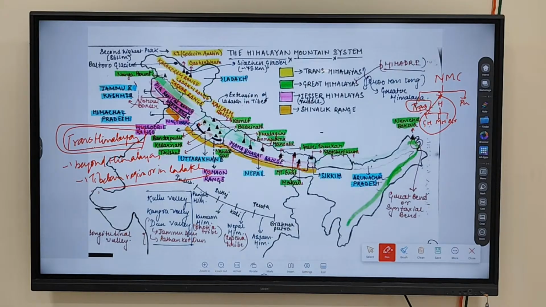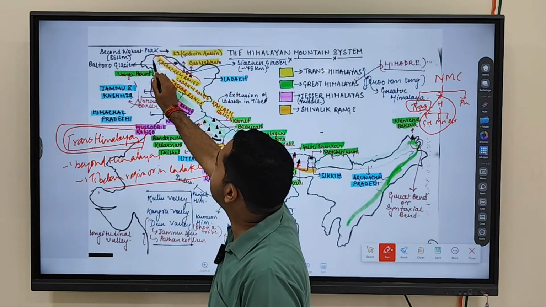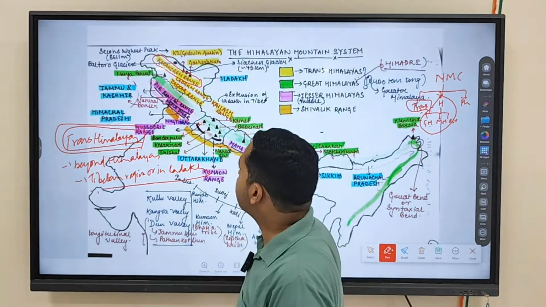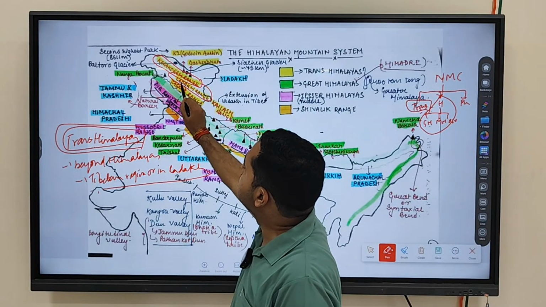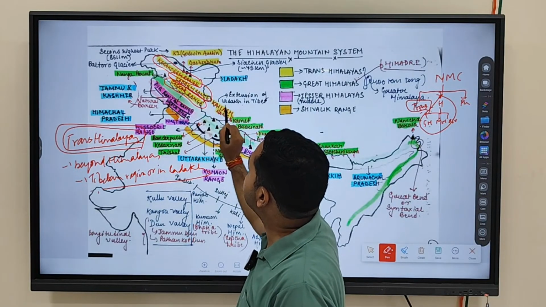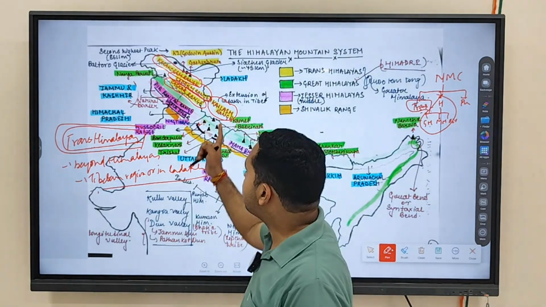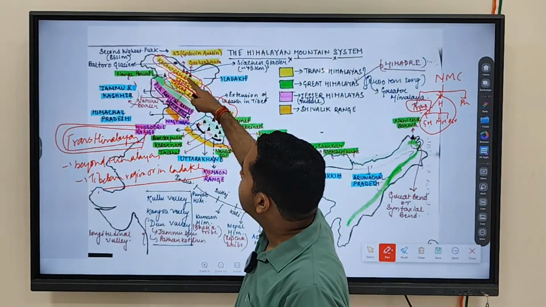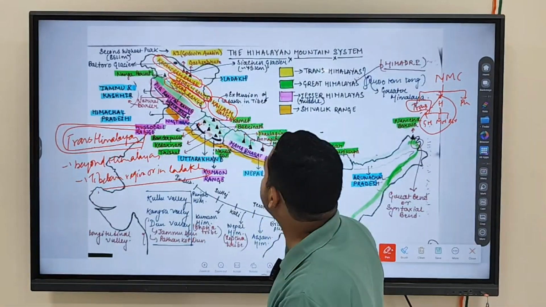Fine. The important ranges of Trans Himalayas are which ranges? The first important range is Karakoram range. The second important range is Ladakh range. The third important is Jaskar range. The fourth important is Kailash range. Clear? So these are the important ranges of Trans Himalayas: Karakoram range, Ladakh range, Jaskar range, and Kailash range. These are important things.